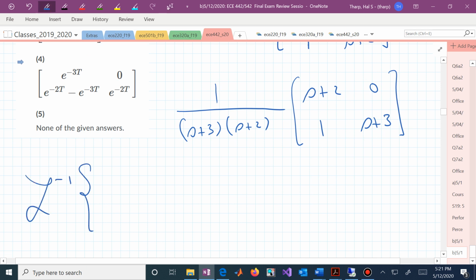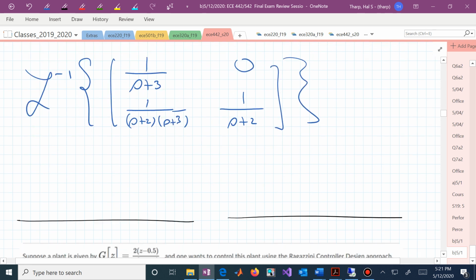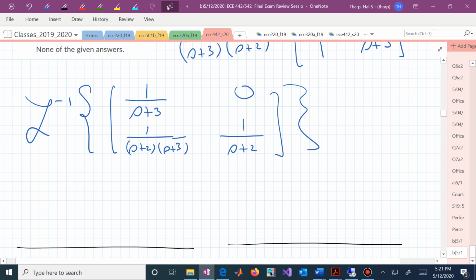We need to inverse Laplace transform that. Let's distribute that denominator into all four terms, and we have 1 over s plus 3, 1 over s plus 2 times s plus 3, nothing there, and 1 over s plus 2 there. Now we simply need to do 4 inverse Laplace transforms. That first one is e to the minus 3t. The next one we can do with partial fraction expansion. That's now this.